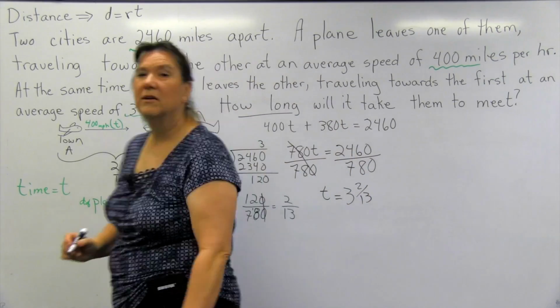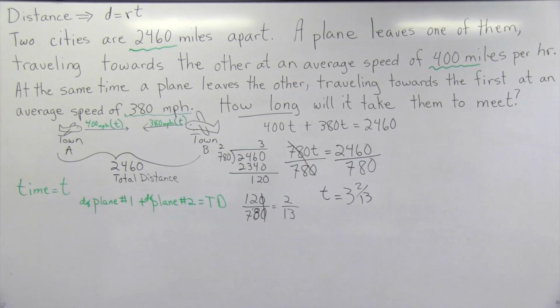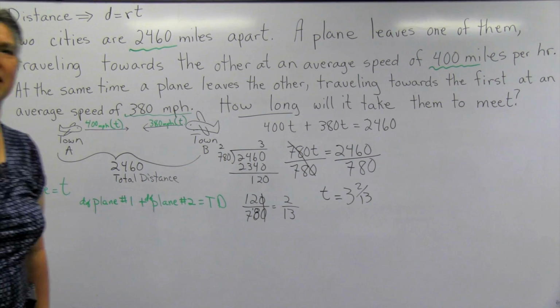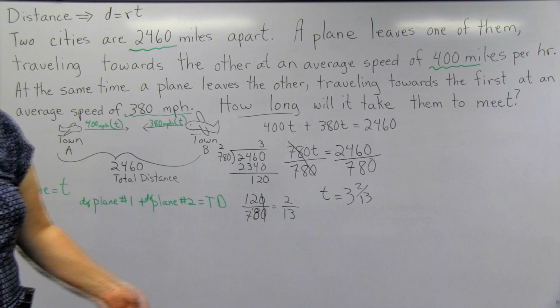Not a nice number. We could get a decimal on that if you had a calculator handy, and that's probably what we would have done on this, is use that calculator. So there it is. That's how long it's going to take, a little over 3 hours, for these two planes to meet. Surely that was a wrong copy from the book. They don't usually have them be weird numbers like that. But as you see, sometimes you get weird numbers.